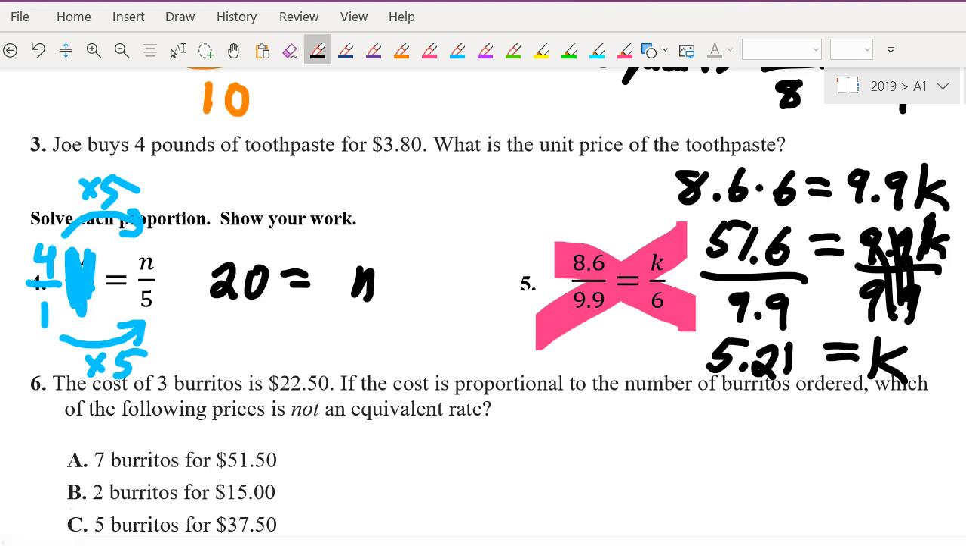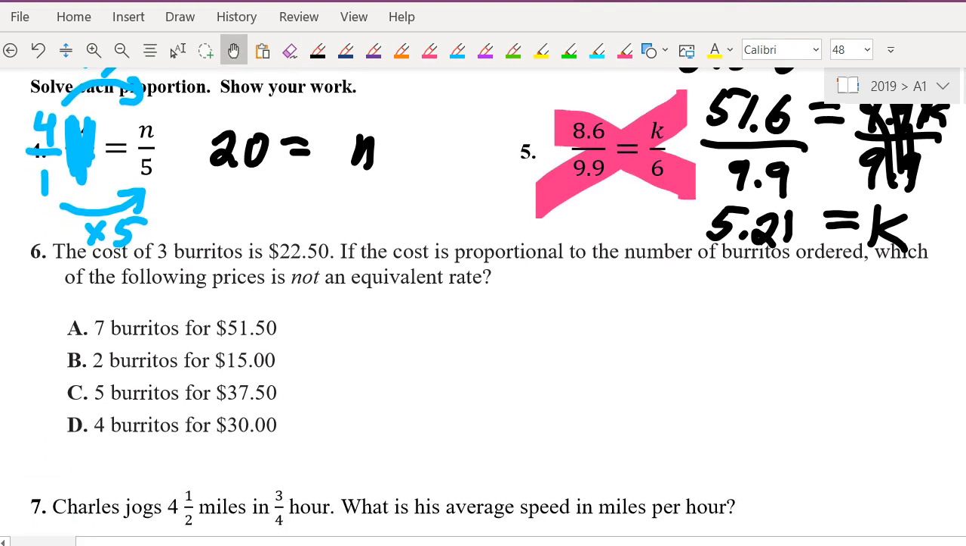Any questions, everybody? Okay. The cost of 3 burritos is this much. If the cost is proportional to the number of burritos, that just means that the price stays the same if you buy more. That's all that means. Which of the following prices is not equivalent? Well, how do we find the answer? You divide 22.50 by 3 and find the unit rate. Very good.